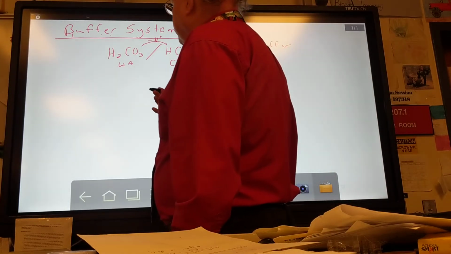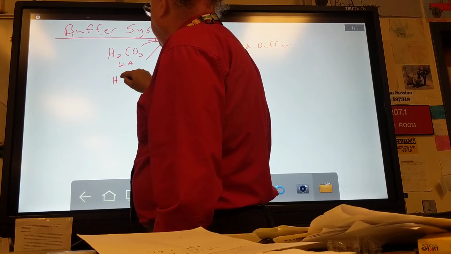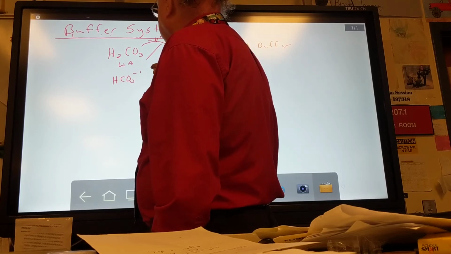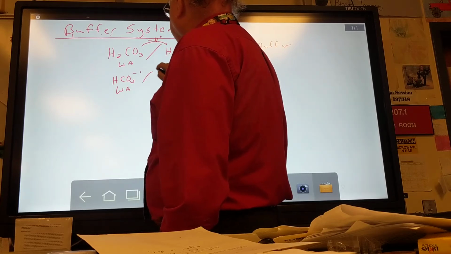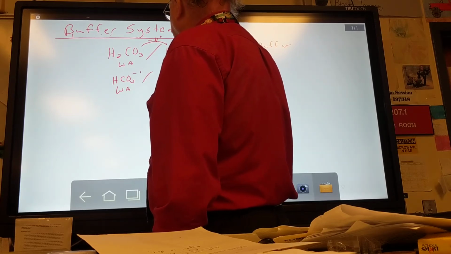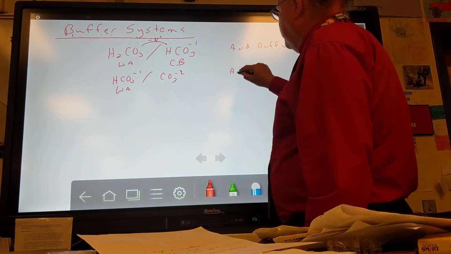So other buffer systems. If you had the HCO3, we're going to have that act as a weak acid now. It would donate the H, so you'd have carbonate. And again, that would be an acid buffer.